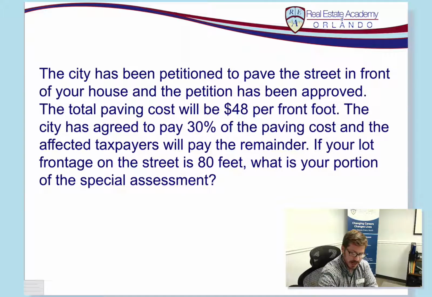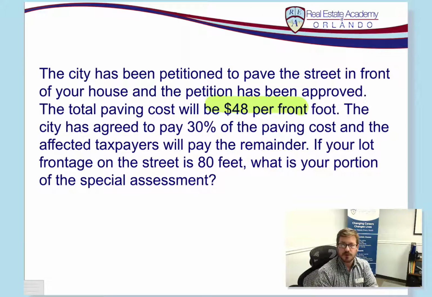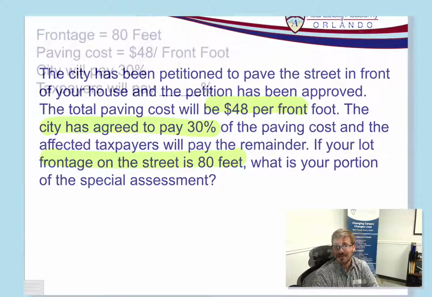So what we're going to be looking at here, some important bits of information we want to know is, first of all, the $48 per front foot. We do need that information. Front footage, we're really talking about, in this case, how wide is the front of the property, the front specifically that's on the street. Then we're looking at the city has agreed to pay the 30% of the paving costs. So from that, we can also figure out if the city's paying 30%, how much are the taxpayers paying? We know that's going to be 70%, 100% minus 30. And then finally, how wide is your property? What is your frontage? Your frontage here is 80 feet wide.